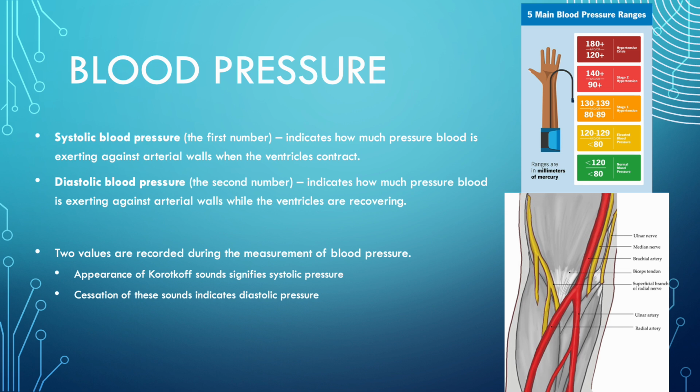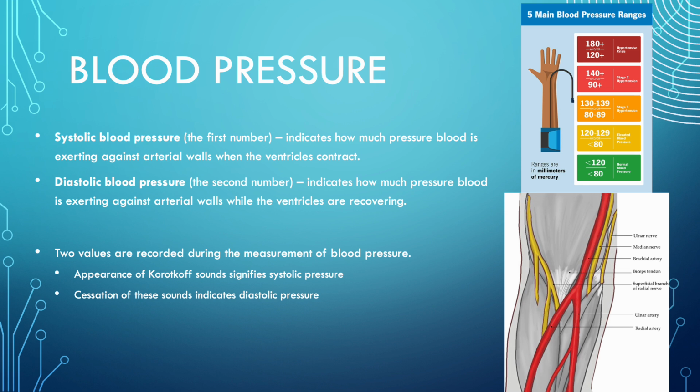When we're looking at blood pressure, it's represented by two numbers. The first number is our systolic blood pressure, and our second number is our diastolic blood pressure. Our systolic blood pressure is how much pressure blood is exerting against the arterial walls when the ventricle contracts. Our diastolic blood pressure indicates how much pressure blood is exerting against the arterial walls while the ventricles are recovering.